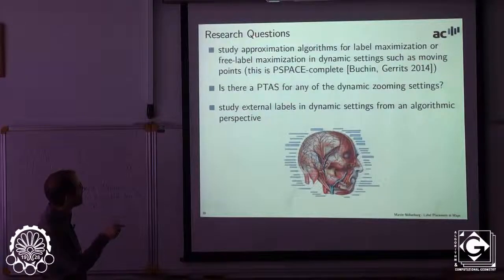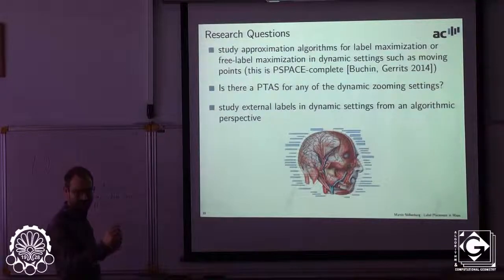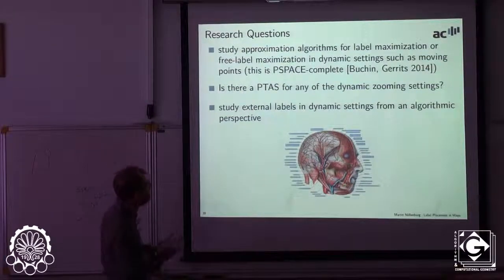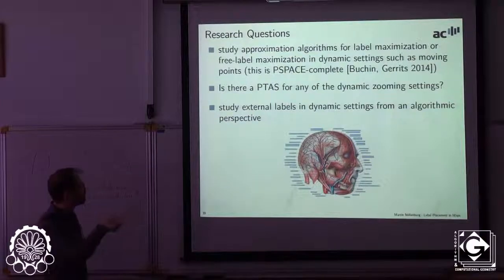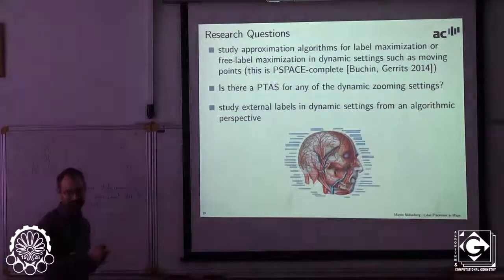Or use other kinds of approximation algorithms for problems like free label maximization, which is slightly different. They use this in airspace control, for example, when they have airplanes and the names and the altitude need to be on screen. And you cannot afford to not show a label of an airplane. That's never an option. But you can try to minimize the number of overlaps. So this would be the free label maximization problem.